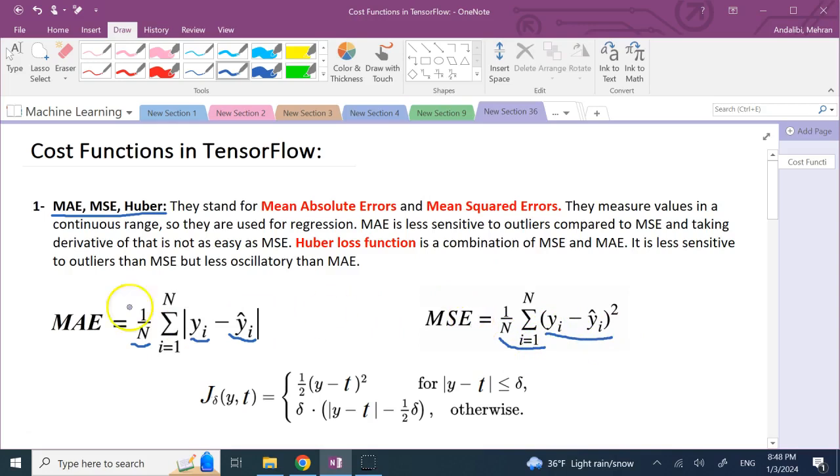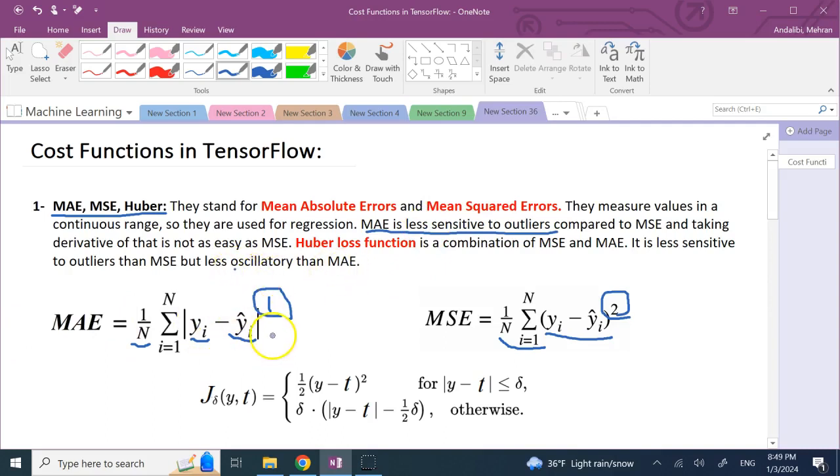Now, when comparing MAE and MSE, MAE is less sensitive to outliers. It does not punish the errors as much as the squared method does. Here, the error is raised to power 1, while here it is raised to power 2. So the MSE method is more sensitive to outliers, okay? But it does not have as many oscillations as the MAE does.